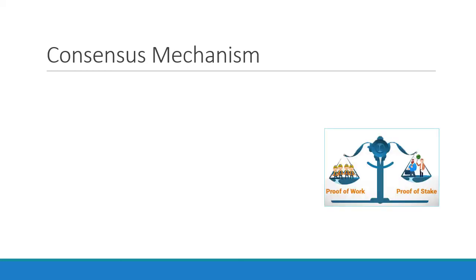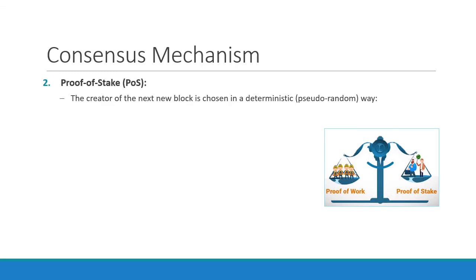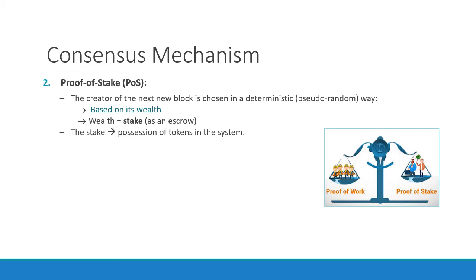To overcome the drawbacks of proof of work, proof of stake was introduced. In contrast to proof of work, in proof of stake the creator of the next new block is chosen in a deterministic way, based on its wealth, which is defined as a stake or an escrow. The stake, which is cryptocurrency, refers to the possession of tokens in the system.